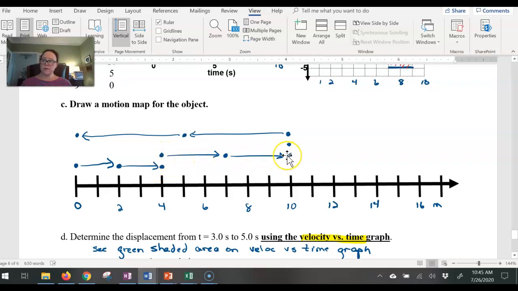It moves in the positive direction again at 3 meters per second for 2 seconds, and then it pauses for 2 more seconds, so the dots stack. So now I'm up at this highest level. Then it starts moving back in the negative direction, so my arrows have to go left, and it's moving very fast at 5 meters every second, so these arrows up here have to be 5 meters long.